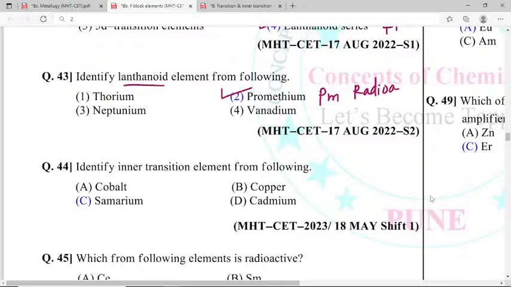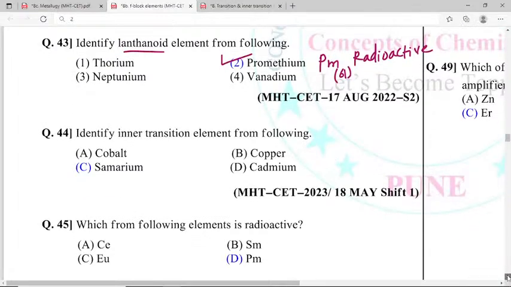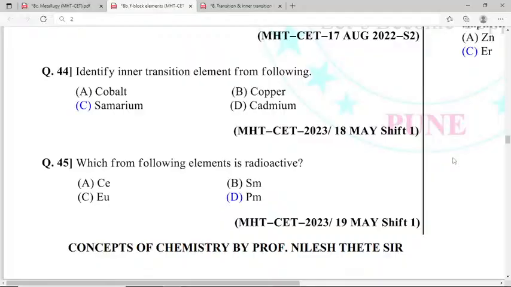It is radioactive. Atomic number 61. Identify the inner transition element from the following. The inner transition element is samarium, Sm. Samarium is an inner transition element. Inner transition elements are f-block elements. Remaining are the d-block.